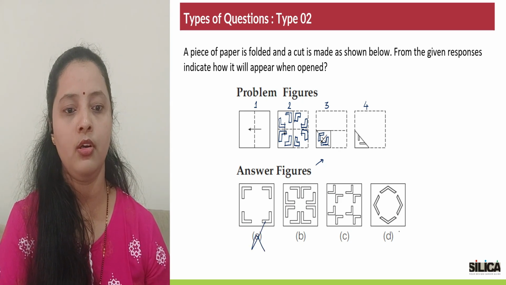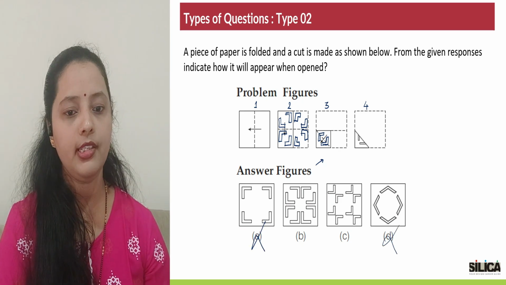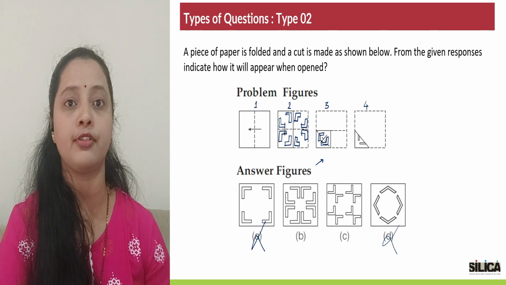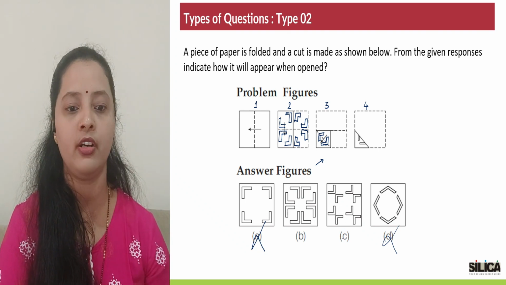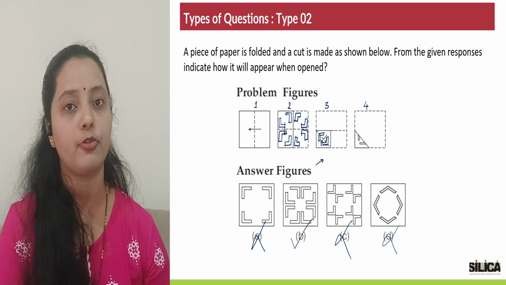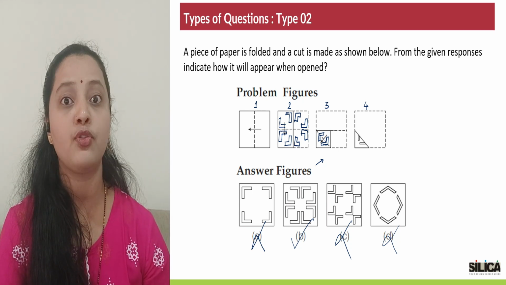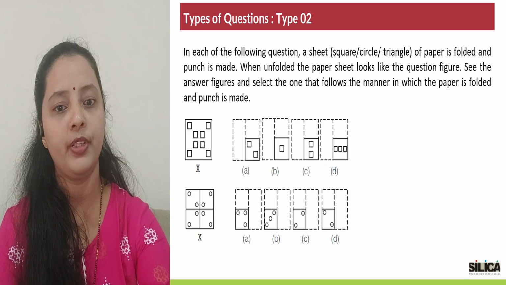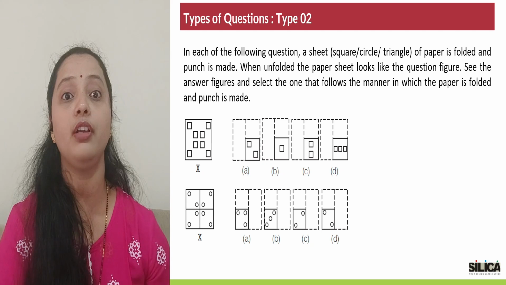A option is wrong, D option is also wrong. In C, I do see those two L-like structures, but do you see their orientation is different? So C option cannot be. So my correct answer should be option B. Did you get the idea? So you have to carefully open up the figures and mark your answer.